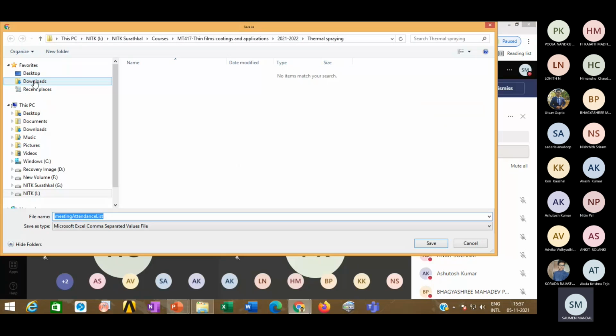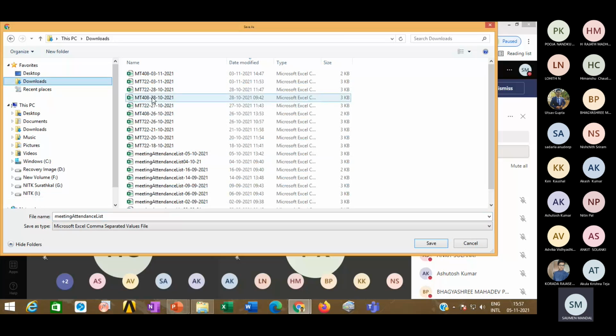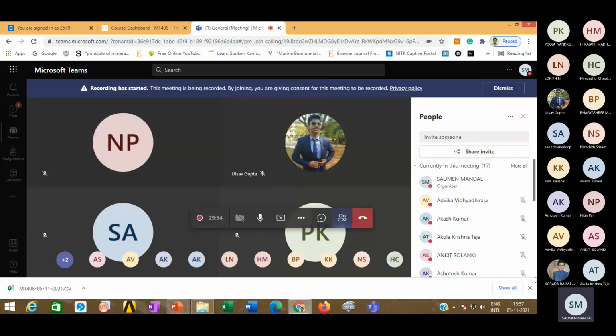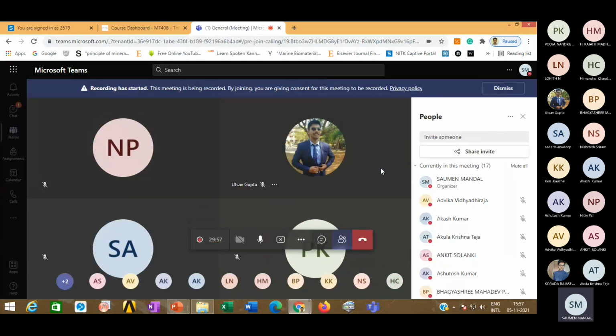I'll just take attendance, and in the meantime, if you have any questions, please ask. This plasma spray part, I request all of you, please pay attention, read, and try to understand the technique, because in metallurgy these are the future. You need it. Okay, any questions, please do ask. Otherwise, I would like to wrap up.